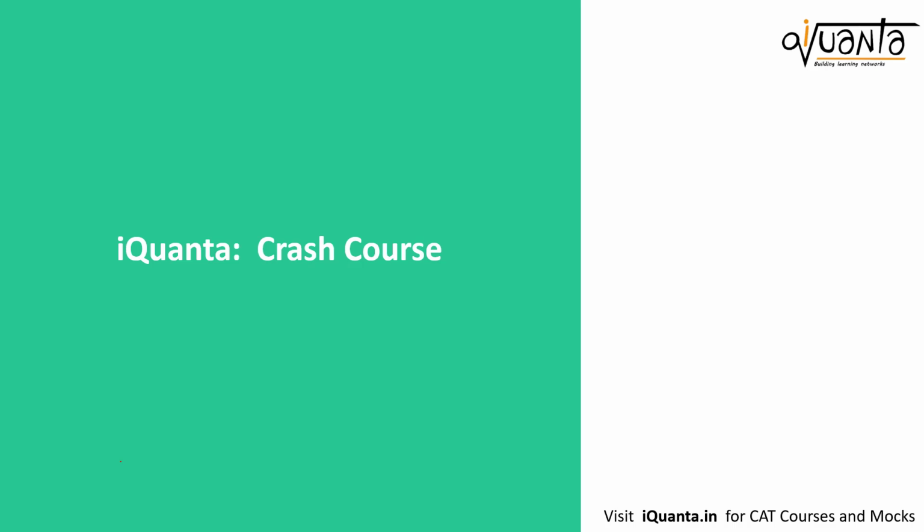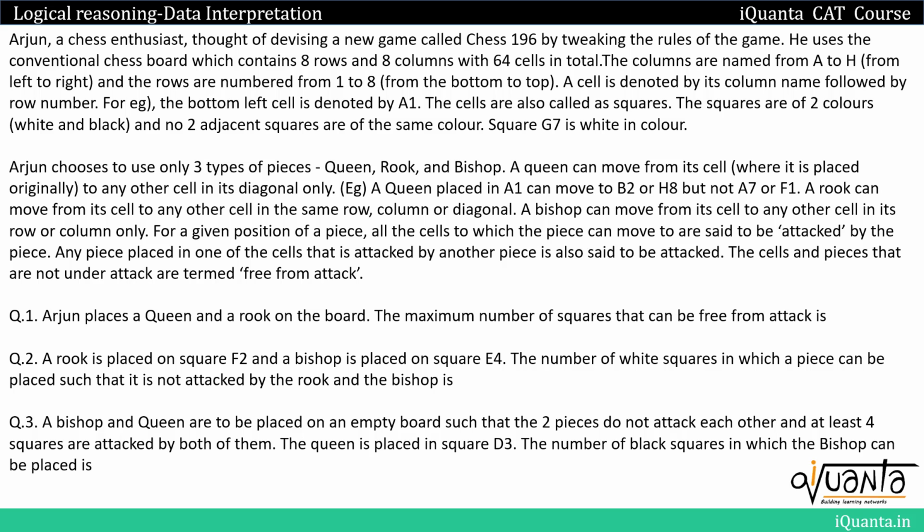Hello everyone, let's try to solve a logical reasoning set in this video. The question is: Arjun, a chess enthusiast, thought of devising a new game called Chess 196 by tweaking the rules of the game. He uses the conventional chessboard which contains 8 rows and 8 columns with 64 cells in total.